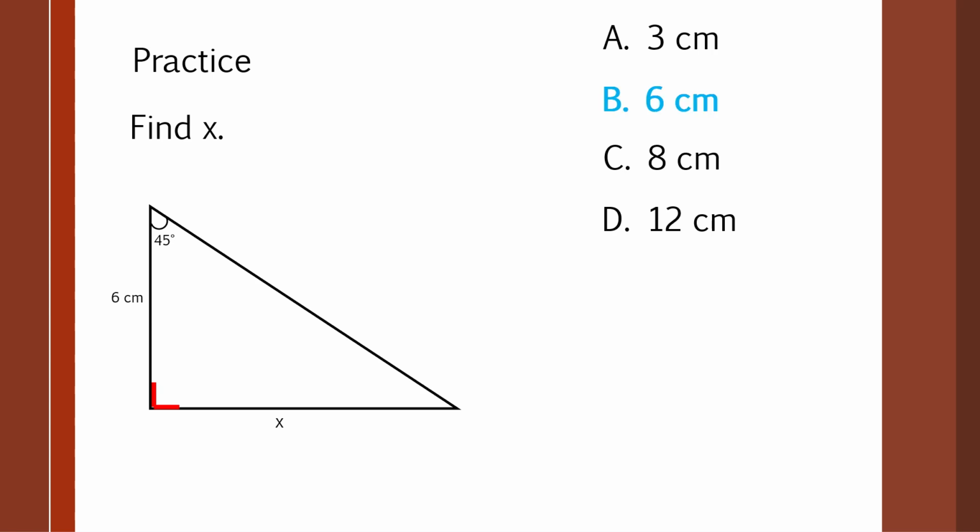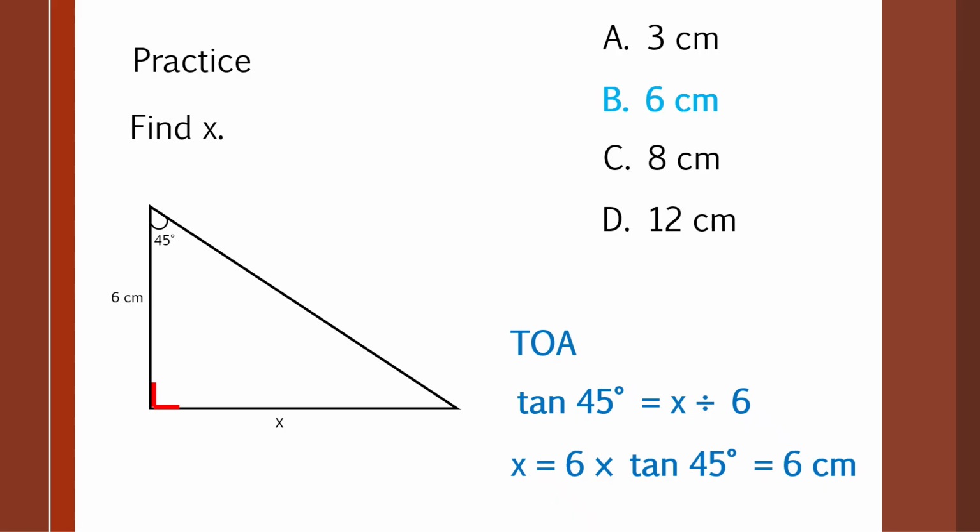The correct answer is B, 6 centimeters. We use TOA because we know the adjacent side and we are finding the opposite side. Tangent 45 degrees equals x divided by 6. So x equals 6 times tangent 45 degrees, which equals 6 centimeters.